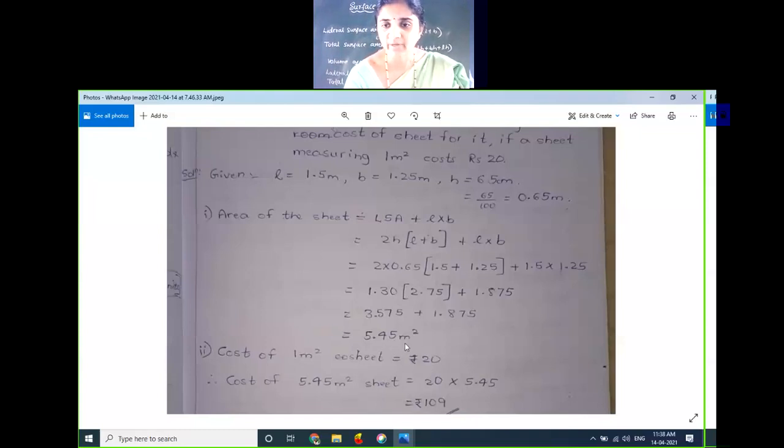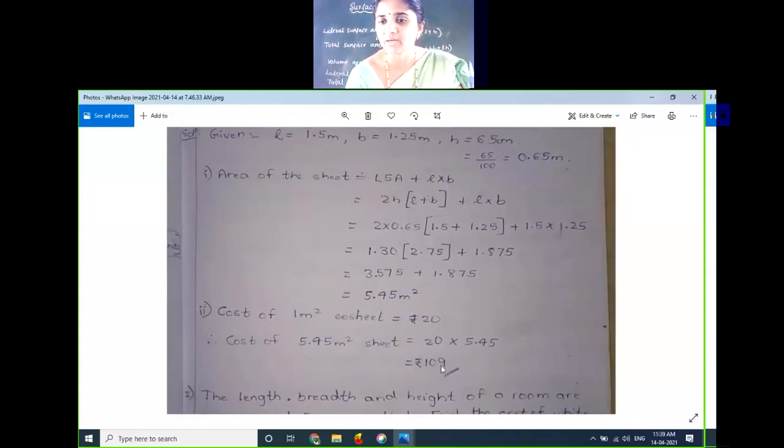And the second question in the first problem: the cost of the sheet. For 1 meter square sheet, it is rupees 20. Then we need this much area of sheet, no? 5.45. Then what is the cost? Cost of 5.45 meter square sheet is equal to 20 into 5.45, that is rupees 109. So 109 rupees needed to prepare the box.